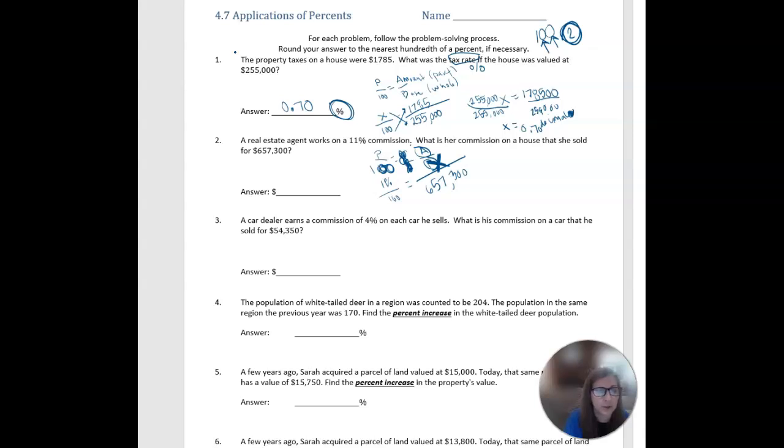We will now cross multiply. So 11 times this, 100 times X. So I've got 100X equals, now this is going to be a big number. I'm going to put it in my calculator, 657,300 times 11.